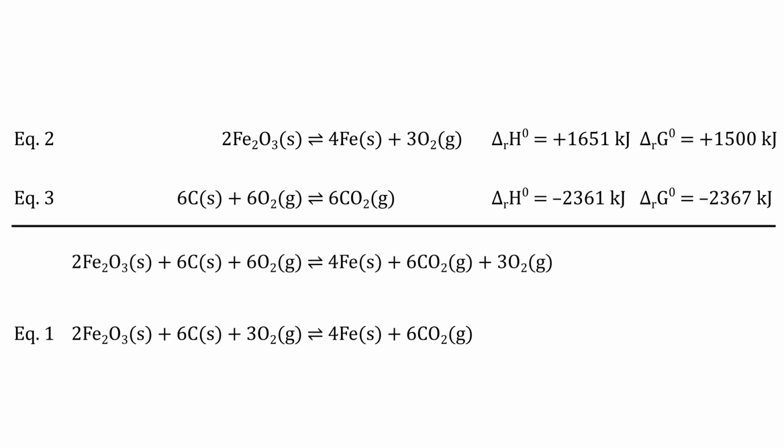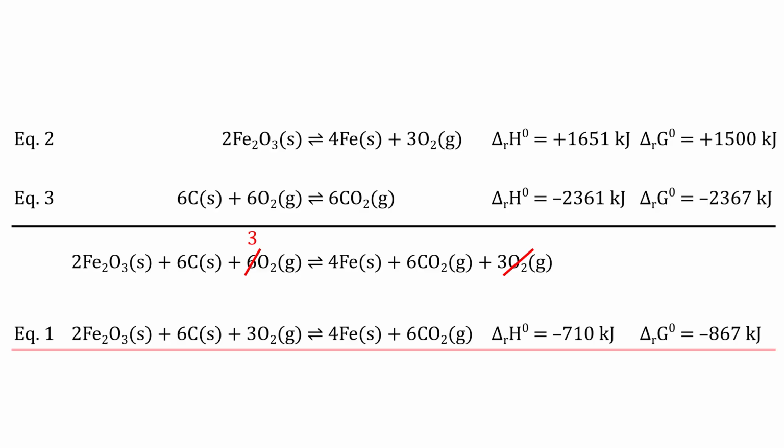Adding left and right parts of reaction equations 2 and 3, and subtracting 3 moles of O2 from left and right part, gives exactly the reaction equation that describes iron production in a blast furnace. Therefore, coupling the reaction of iron(III) oxide dissociation into elements with the reaction of carbon combustion makes conversion of iron(III) oxide into iron spontaneous. In other words, reaction 2 is enabled thanks to reaction 3.